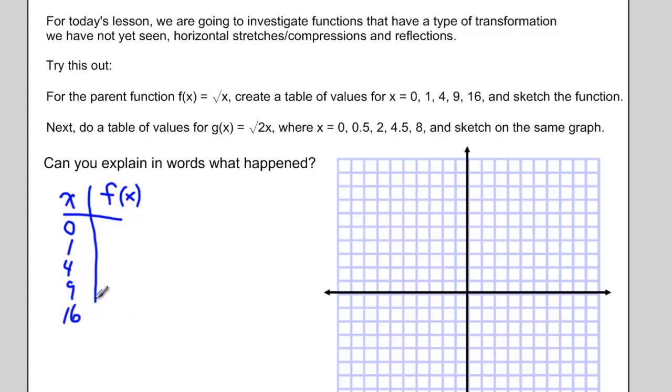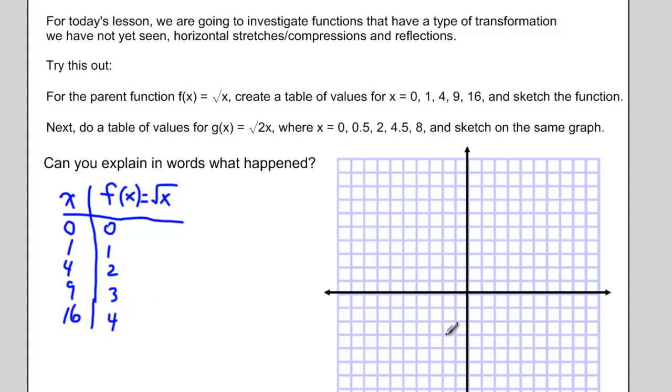Now, why did I choose these numbers? Well, because these are perfect squares, so they're going to be really easy to graph if my function is equal to the square root of x, just like this. So when x is 0, the square root of 0 is just 0. When x is 1, the square root is 1. When x is 4, the square root is 2, and so on, all the way down.